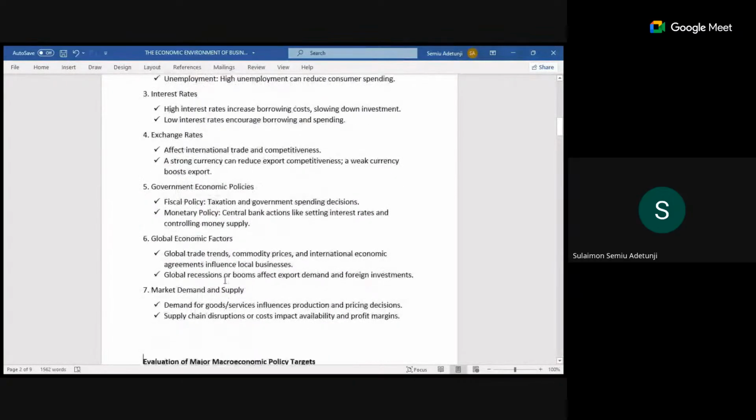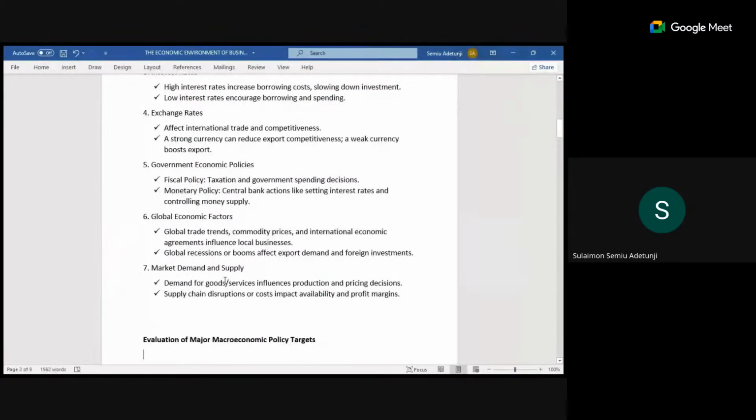Then the global economic factors. Generally, if there is a global recession, there is nothing anybody can do. The international economy will definitely be affected.